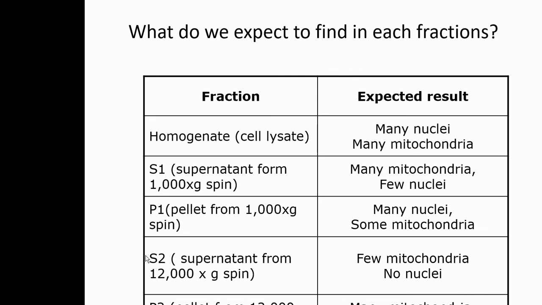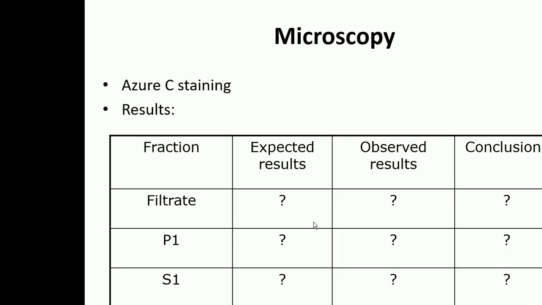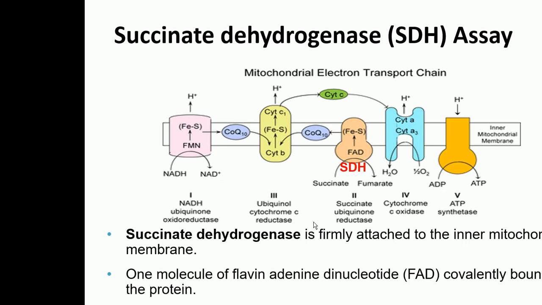Then you will take the supernatant and spin it down, and you are going to get pellet number two. In pellet number two, we expect a lot of mitochondria and few nuclei. And in S2, because everything has now settled down, the nuclei have settled down in P1 and the mitochondria have settled down in P2, we expect very few mitochondria and no nuclei. So these are our expected results.